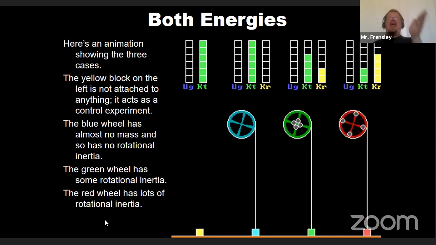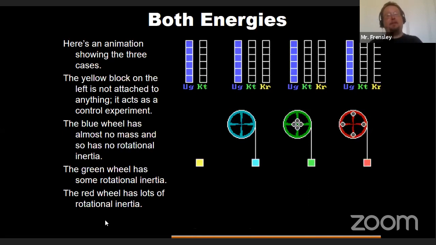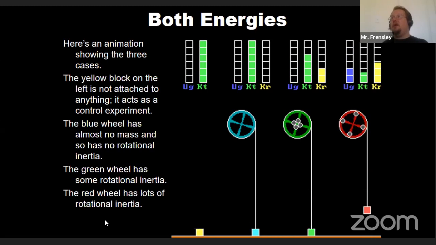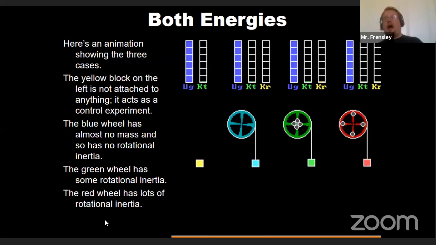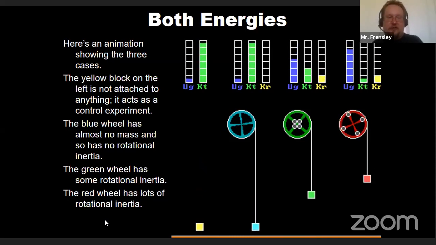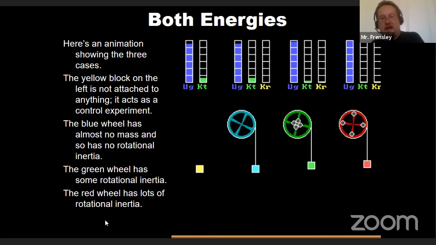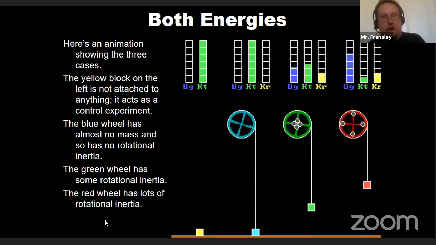For the yellow and the blue, all the gravitational energy becomes translational energy. But wait a minute, isn't the blue wheel rotating? Sure is, but it's such little mass that it doesn't count for any inertia. So you would do 1/2 I omega squared for that blue, but I is so close to 0 that you just get close to 0. So why do the yellow and blue blocks win? Because all their potential energy turns into translational kinetic energy, which is V, speed, right?